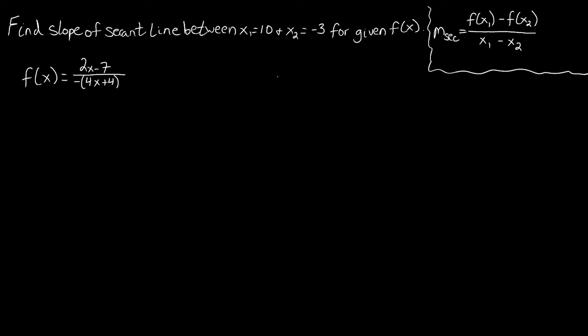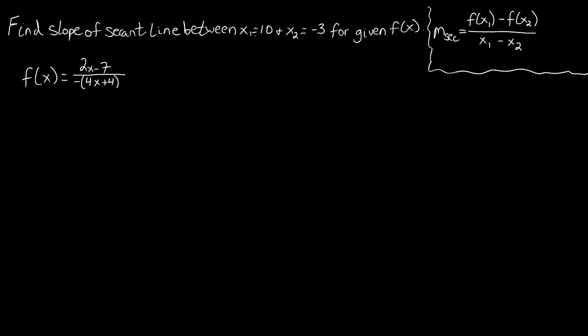In order to find the slope of our secant line, we're going to use the slope formula that we've come to know and love, which we typically call rise over run. In a more mathematical sense, we call it the slope of our secant, and we find it as f of x1 minus f of x2 over x1 minus x2. This is the change in our y's over the change in our x's, so that's why it's typically called rise over run. So we're given x1 and x2.